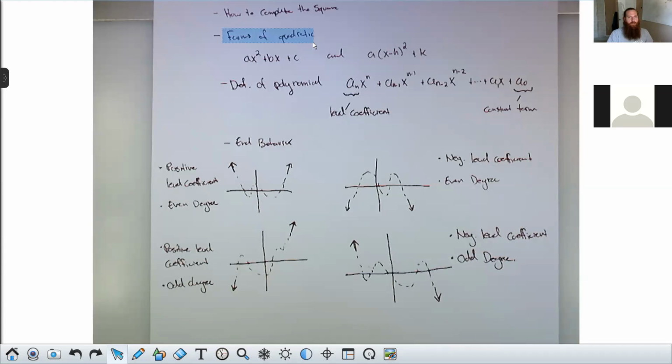This is forms of quadratic. So this is normally what I would call standard form, and this is normally what I would call vertex form. But your book calls this the standard form and doesn't give a name to this. It's very frustrating. But this is the one where you can read off the vertex as h comma k. This is the one that you would normally have if you wanted to factor or plug into the quadratic formula, something like that.